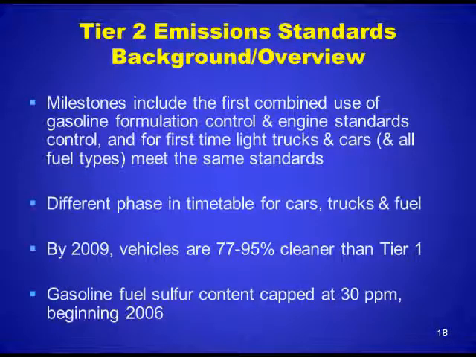Next, we have the Tier 2 emission standards, background and review. The milestones first combined the use of gasoline formulation control and engine standards control for light-duty trucks and cars, using all fuel types. A different phase-in timetable was for cars, trucks, and fuel. By 2009, vehicles were required to be 77 to 95% cleaner than Tier 1. Gasoline sulfur fuel content was capped at 30 parts per million beginning in 2006.